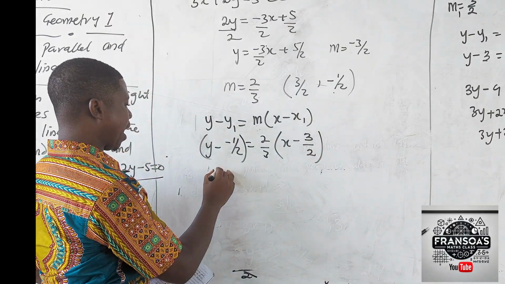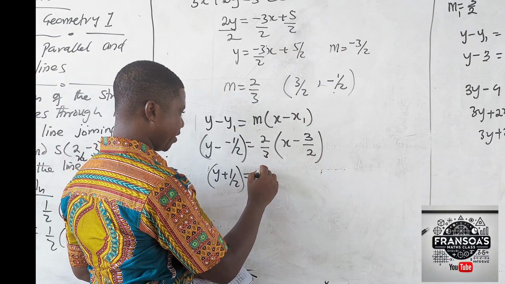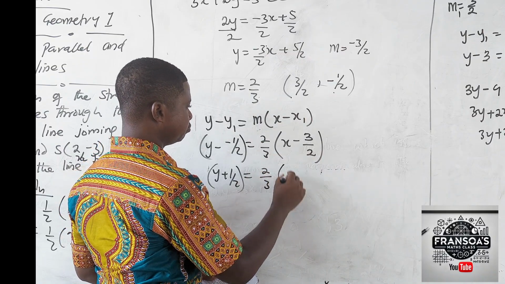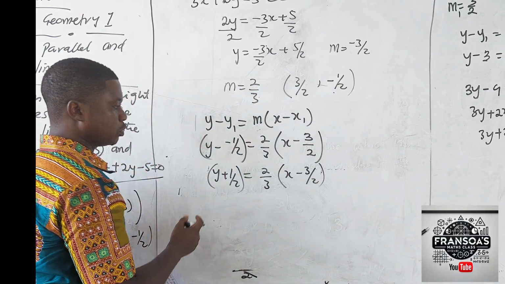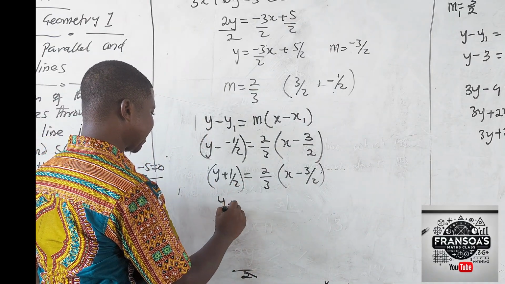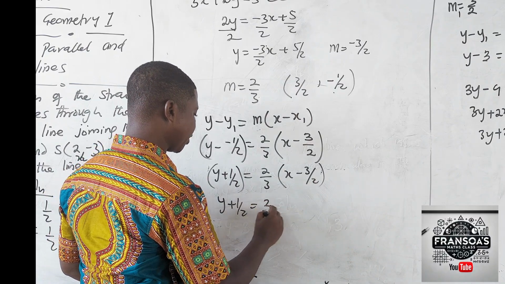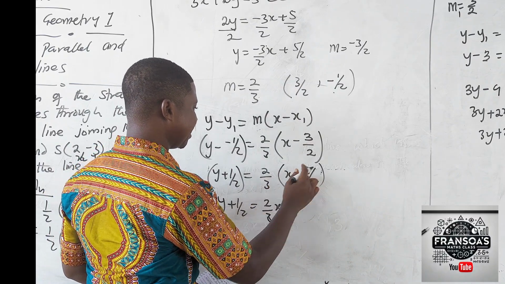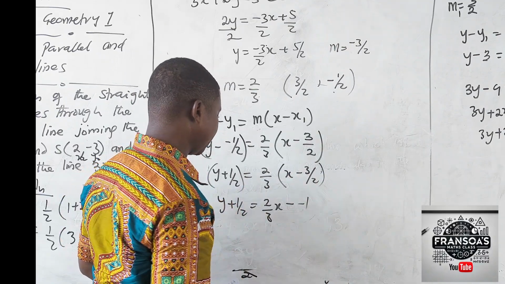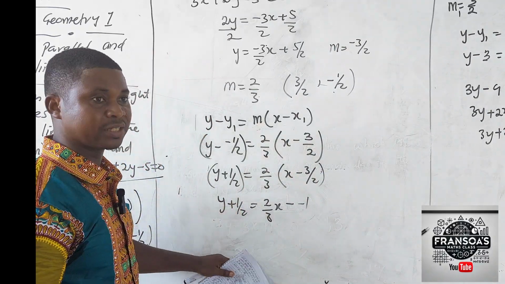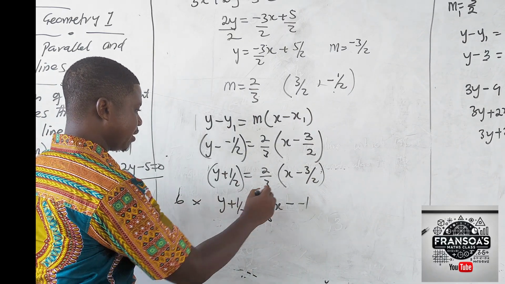So with this, we have y plus half is equal to 2 on 3 into x minus 3 on 2. So let's see, y plus half is equal to, this one will give you 2 on 3 x minus, and this one, the 2 will cancel that, so minus 1. So we can multiply through by the LCM, and the LCM here will be 6. So here by 6, here by 6.